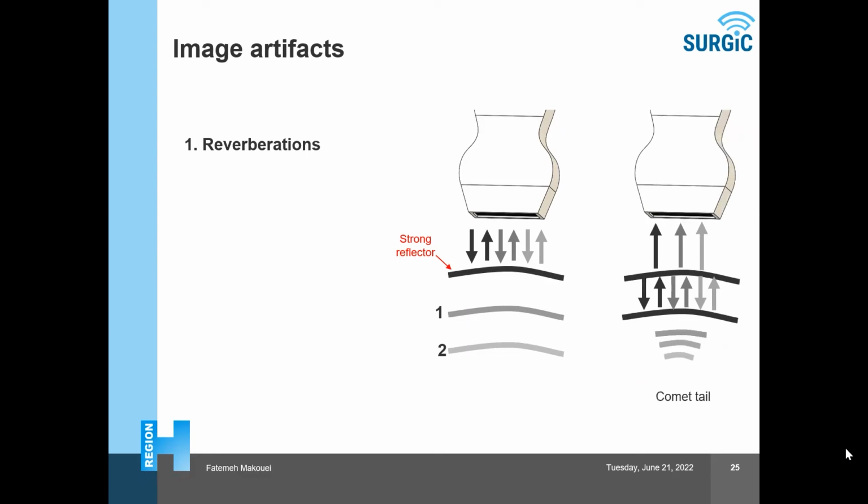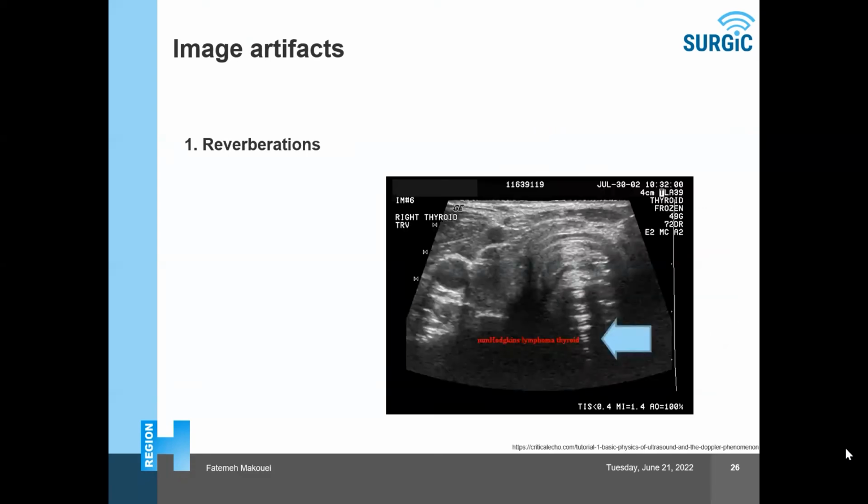The comet tail artifact is a novel form of reverberation artifact. In this case, the internal reflectors are very close together, so the reverberations cannot be seen individually, but appear as a diminishing tail behind the object. Here you see reverberation has occurred as sound waves bounce back and forth between two highly reflective boundaries. This has resulted in multiple parallel hyperechoic signals that are equally spaced deep to the object.